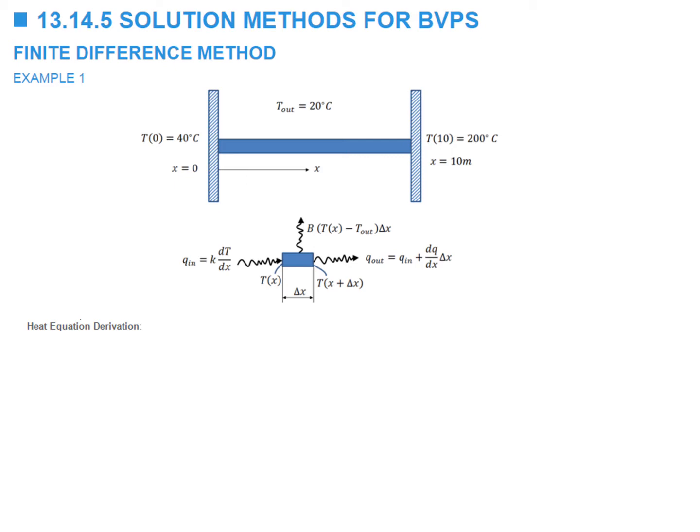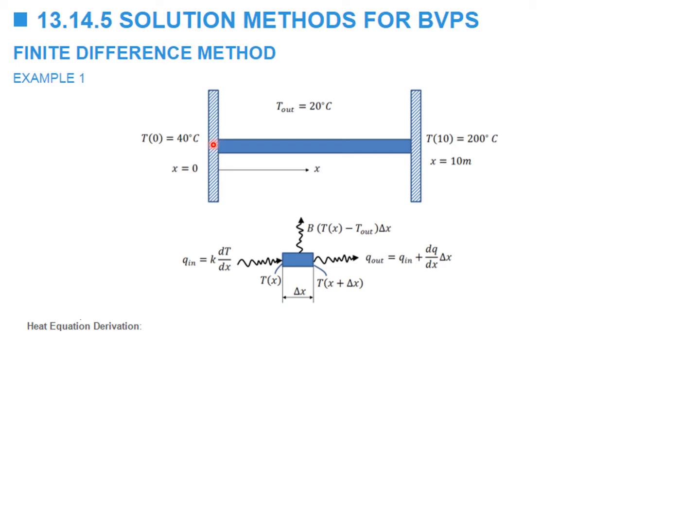The first example involves solving the heat equation. So we have a rod, and this rod goes from point x equals 0 to the point x equals 10. So the rod has a length of 10 meters. The rod is in an environment where the temperature outside is equal to 20 degrees Celsius.